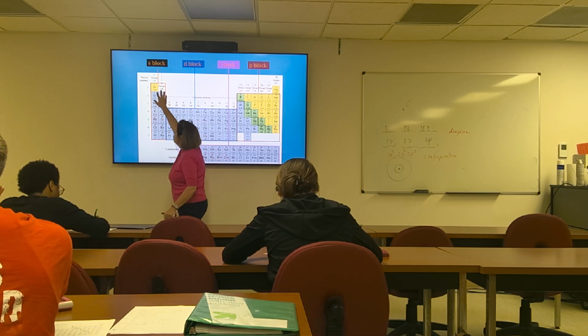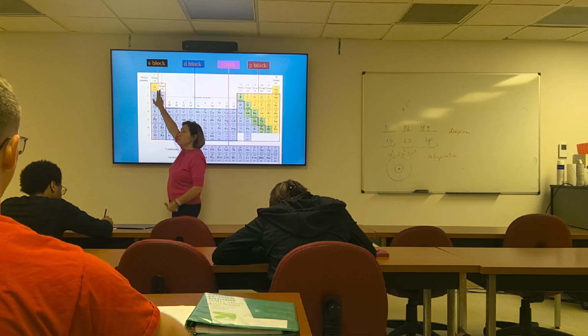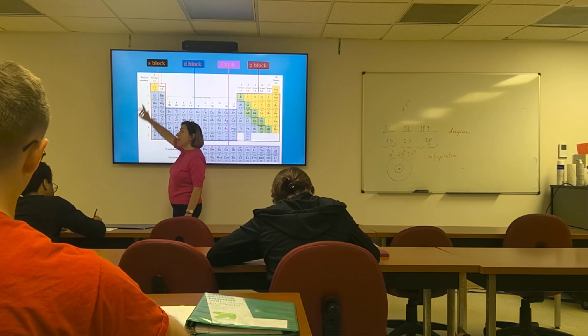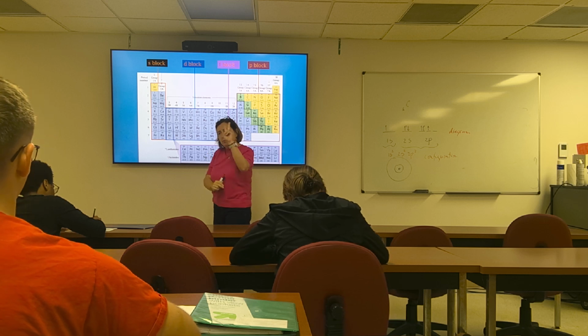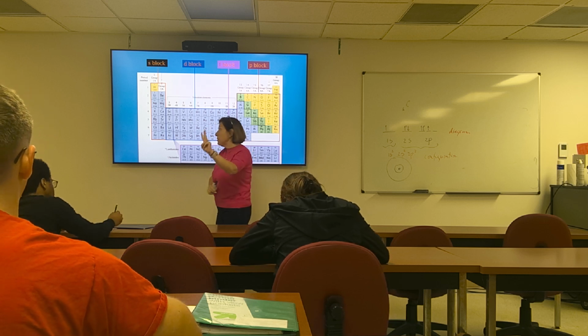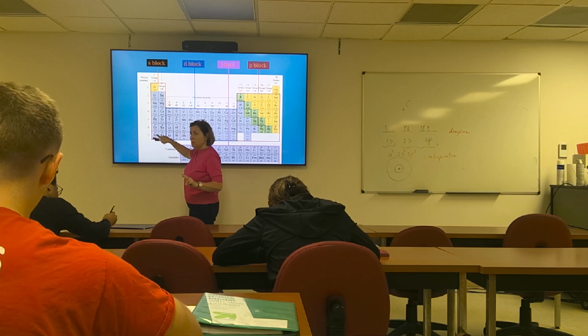So these two columns, these two groups, have their valence electrons in s orbitals. That's why this is called the s block. And I want you to pay attention. How many electrons can you put in an s orbital? 2, maximum. That's why you have 2 electrons in each little row here, okay?